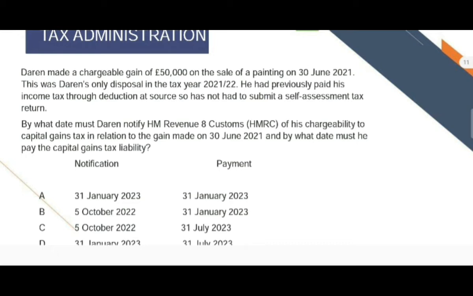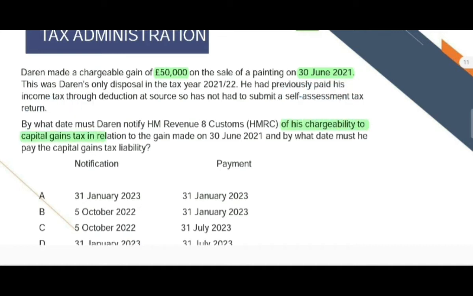The question is, Darren made a chargeable gain of 50,000 on the sale of a painting on 30th June 21. The date is important. The date is 30 June 21. This was Darren's only disposal in the tax year 21-22. He had previously paid his income tax through deduction at source, so has not had to submit a self-assessment return. The question is, by what date must Darren notify HMRC of his chargeability to capital gains tax?